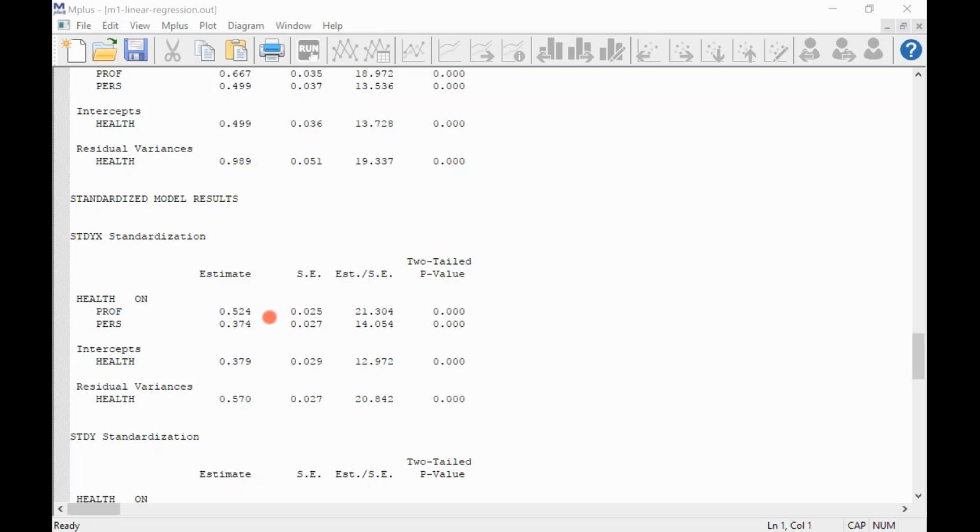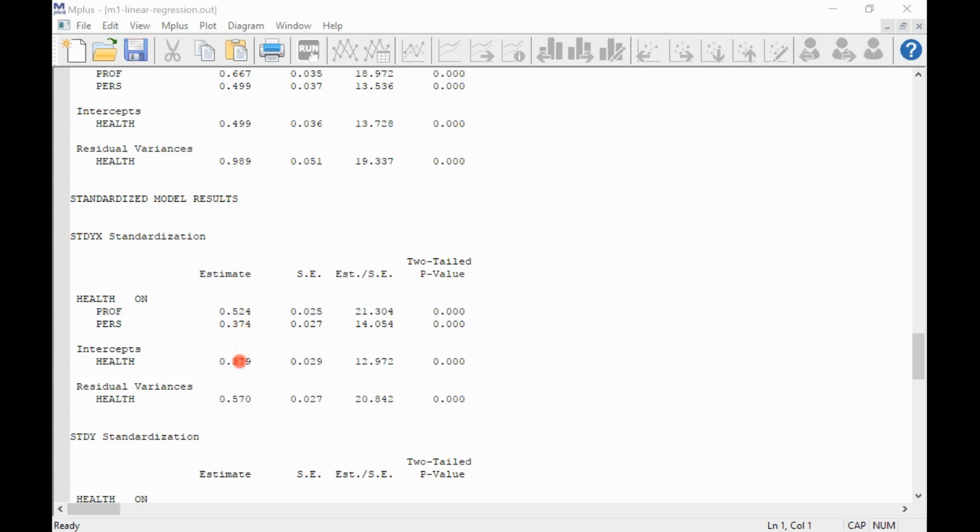So for example, the relationship from professional fulfillment to health has a strength of 0.524 and is significant. So you'd say that's moderate to high. The relationship from personal fulfillment to health is also significant, but it's a little bit weaker, just 0.374.